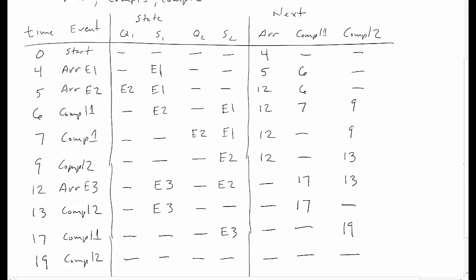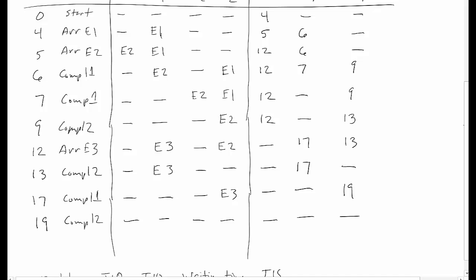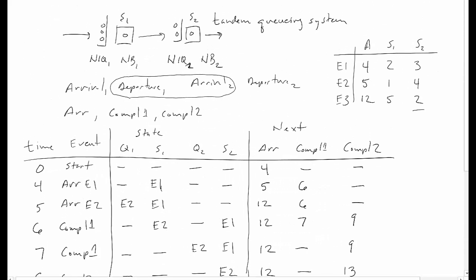So we see that entity 1 arrived here at time 4, immediately started processing on server 1, so its time in Q1 was 0. It then transitioned to server 2 at time 6. So again, it spent no time in the queue because the server was idle when it got there, and then it completed on server 2 here at time 9. So it spent from 9 minus 4, or 5 units of time in the system.